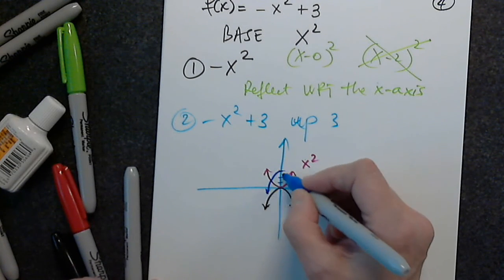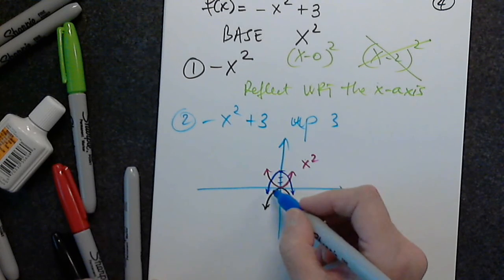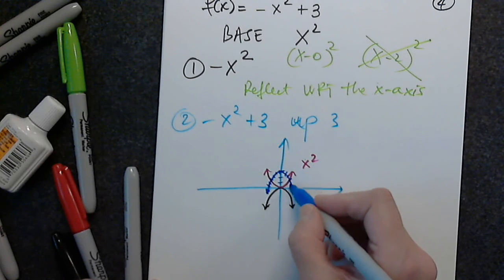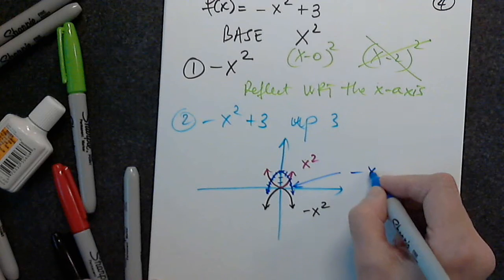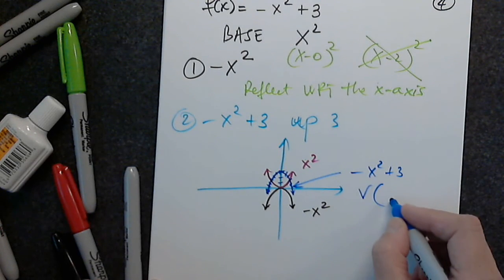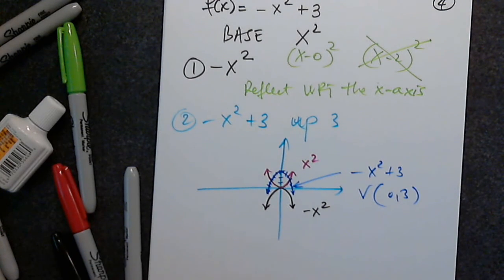(0, 3). Perfect. So this is the final graph. This one, negative x squared plus 3 with a vertex at (0, 3). Axis of symmetry, x equals 0. Very good. One side question.